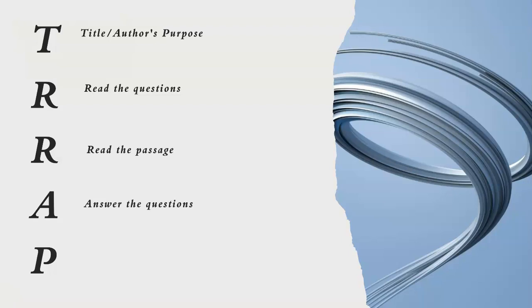TRRAP, if you remember from yesterday, T is for title, author's purpose. R is for read the questions. Our second R is for read the passage. A is for answer the questions. And P is for prove your answers. So let's take a look at our second step here.